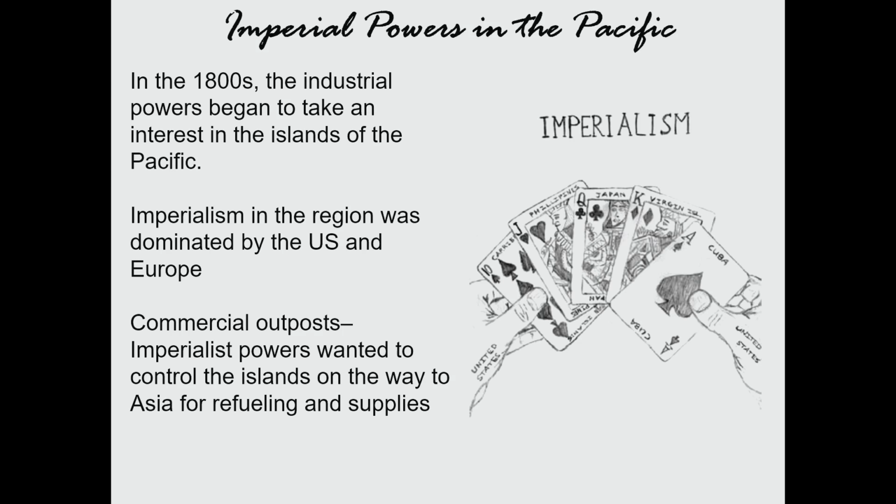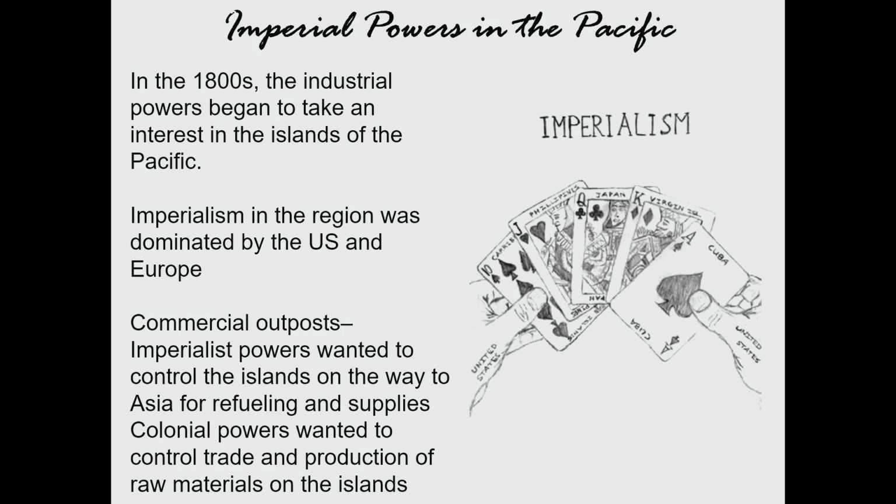We need a place to stop on our way to China, on our way to India, to refuel our ships. And we also need new markets to send our goods to. And we also need supplies for our sailors and whalers as they are on their way to the Asian mainland. And lastly, colonial powers want to control trade and production of raw materials on the island. And so we spoke in class of specific places like Samoa, the Philippines, Hawaii, Virgin Islands, those types of things, even Cuba in the Western Hemisphere. They are controlled by imperialist powers.